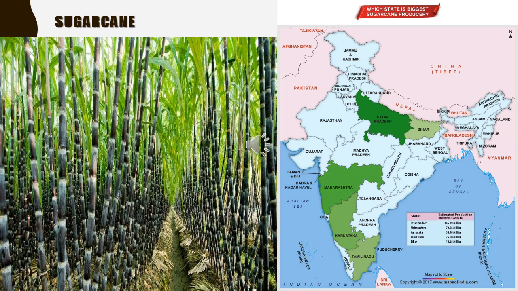India is ranked third in sugar production in the world after Cuba and Brazil. At the state level, Uttar Pradesh is the leading producer of sugarcane, followed by Maharashtra, Karnataka, Tamil Nadu and Gujarat.